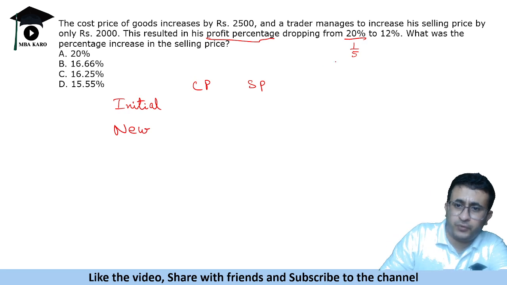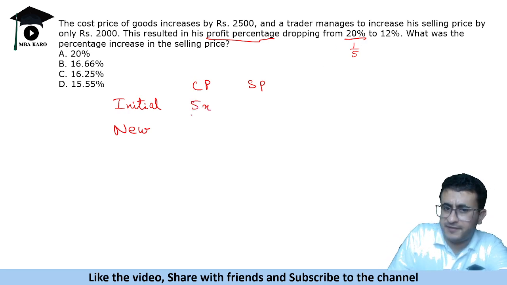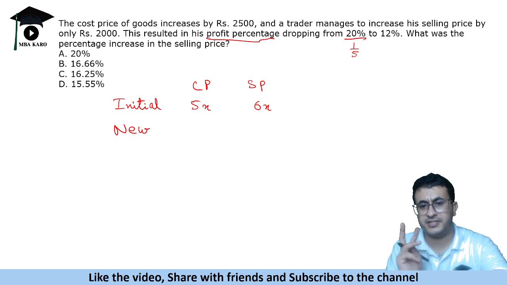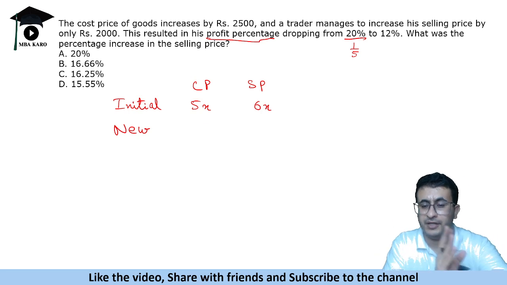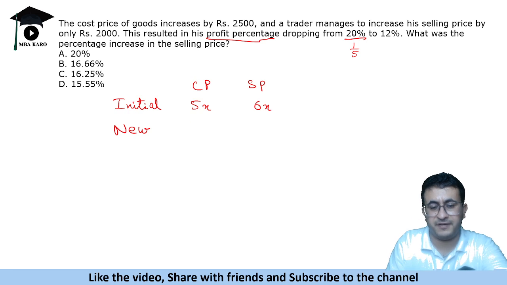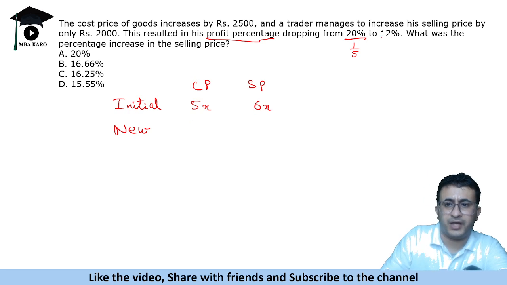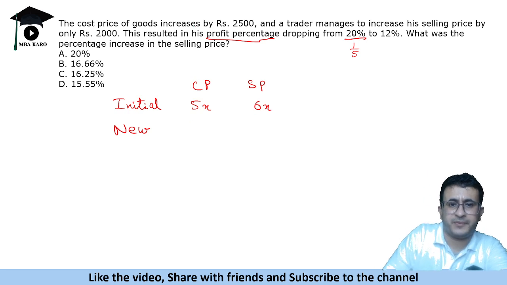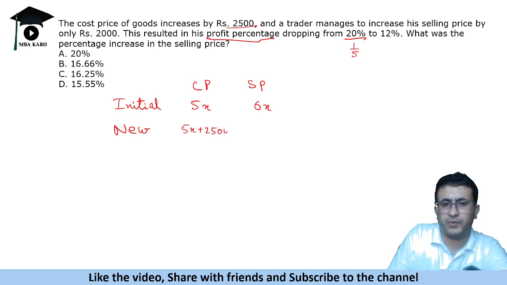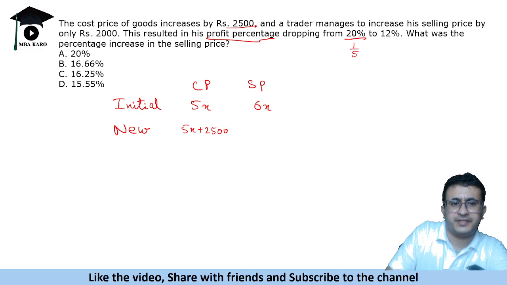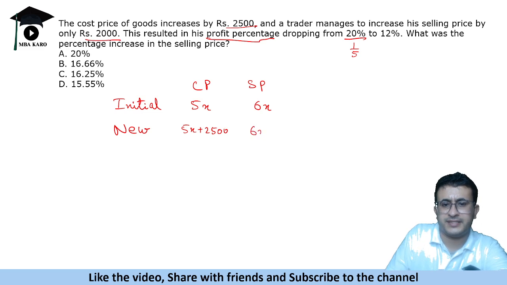Now 20% is 1 by 5, so the initial cost price let us take as 5x, so the selling price is 6x. This should sit in your mind: whenever it is 20%, take the values 5x and 6x. Now the cost price increases by 2500, so the new cost price is 5x plus 2500. And the selling price increases by 2000, so the selling price is 6x plus 2000.